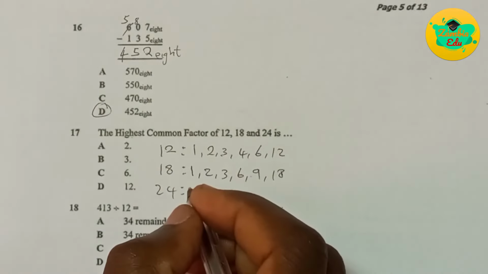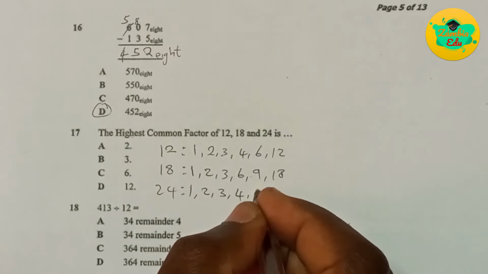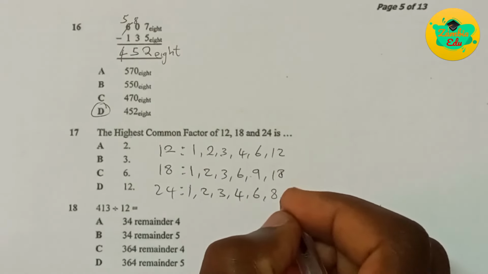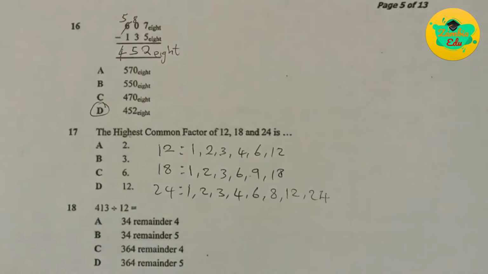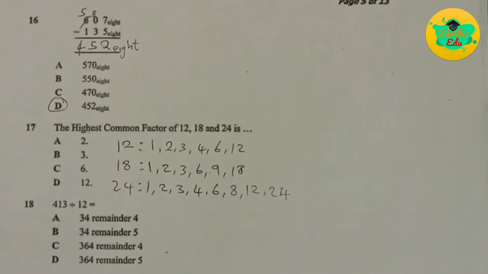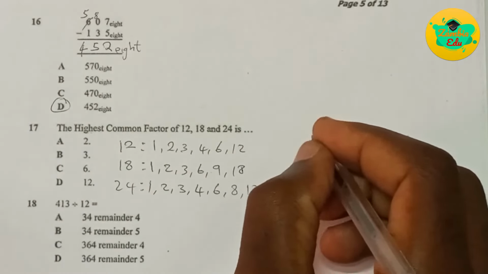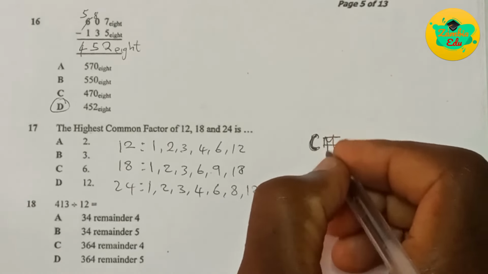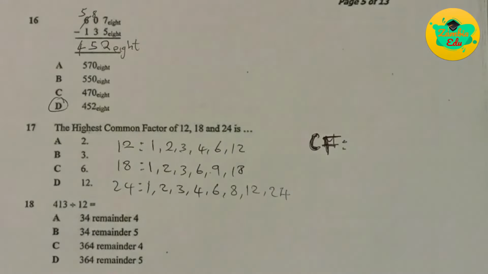What are the factors of 24? 1, 2, 3, 4, 6, 8, 12, and 24 itself. So having found those factors, now we need to know what are the common factors. So let's show our CF for the common factors. What are the common factors?